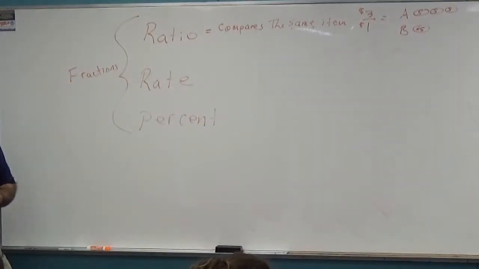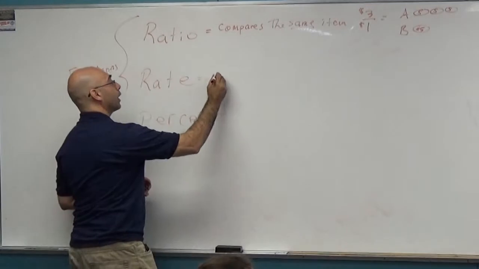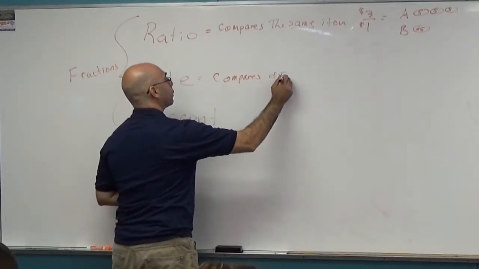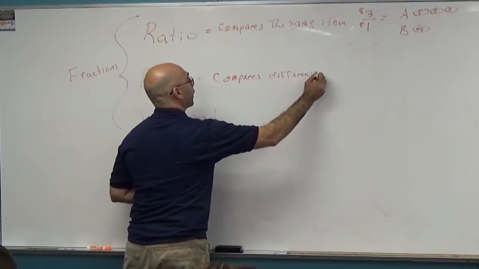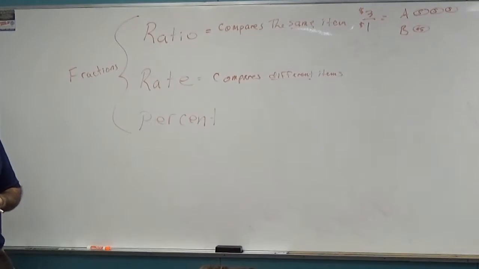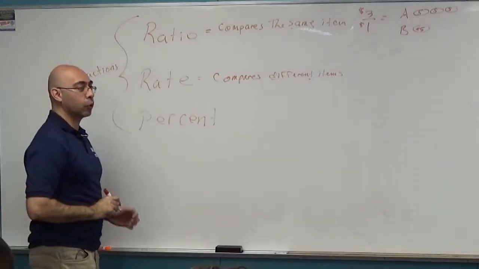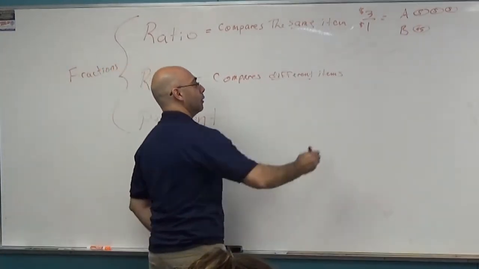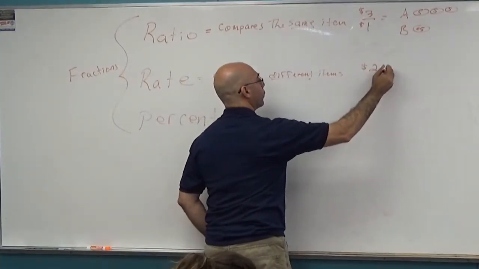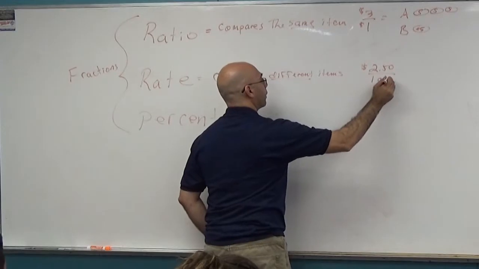Now we're dealing with rates. A rate is another fraction that compares different items. You see this all the time in grocery stores and gas stations. It's $2 and, no, that's not a 2. That's $2.50 for 1 gallon.